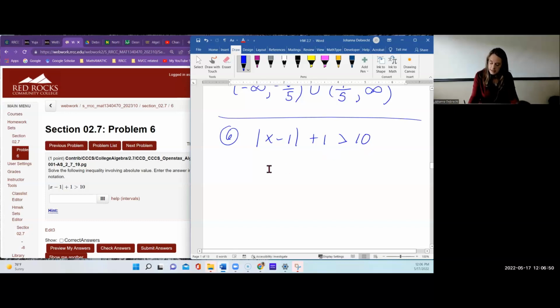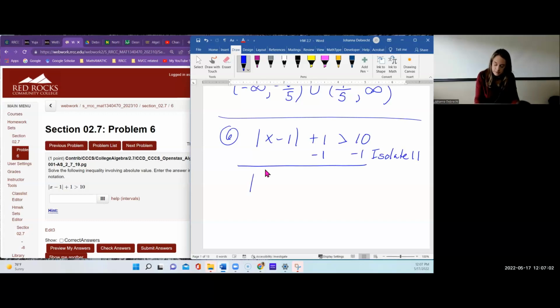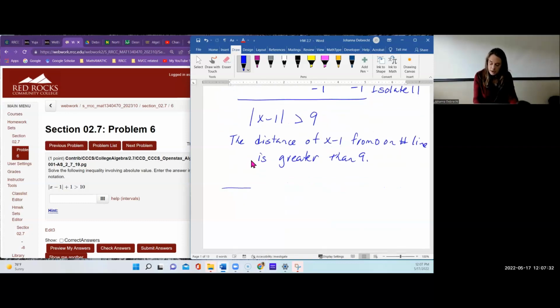But first, I have to isolate the absolute value before I can interpret it in terms of distance. So I'm going to move the 1 by subtracting 1. That gives me the absolute value of x minus 1 greater than 9. Now, how do I interpret that? This is the distance of x minus 1 from 0 on the number line is greater than 9. In other words, I have to be more than 9 steps away. Let's see what that looks like on the number line.